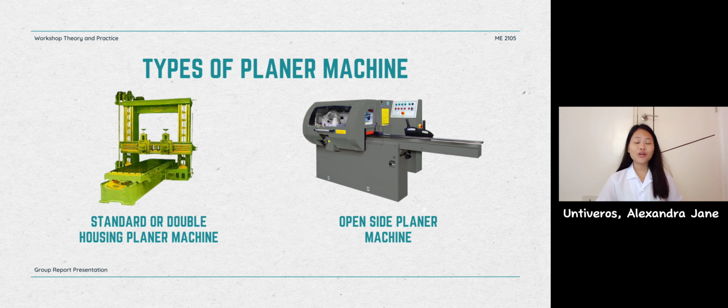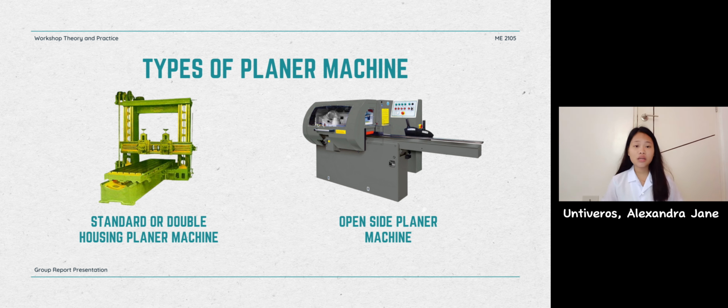First is the standard or double housing planer machine. It features a long and robust base with a table reciprocating on precise guideways. The bed's length is slightly more than twice the table's length. Two massive vertical housings are positioned near the middle of the base, one on each side of the bed and firmly attached to it. The second is the open side planer machine.